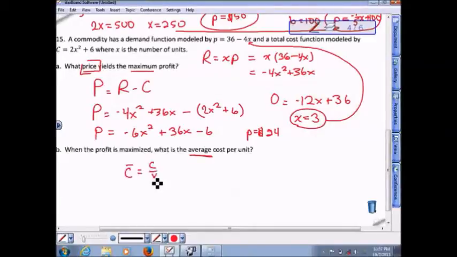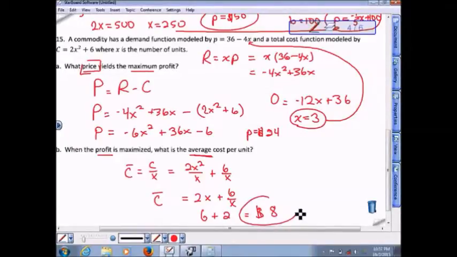Now, what is the average cost? So c bar is equal to c over x. This is equal to 2x squared over x plus 6 over x, which is 2x plus 6 over x. Now we know when the profit is maximized, they're selling 3 units, so the average cost of 3 units is 2 times 3, which is 6, plus 6 over 3, which is 2. That's $8.